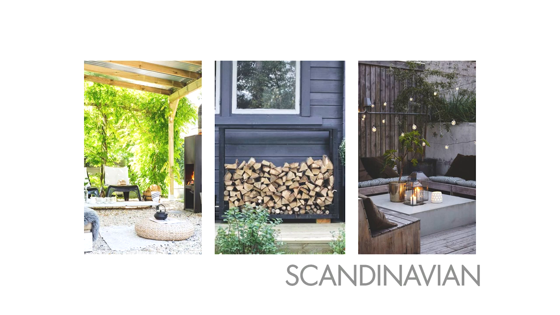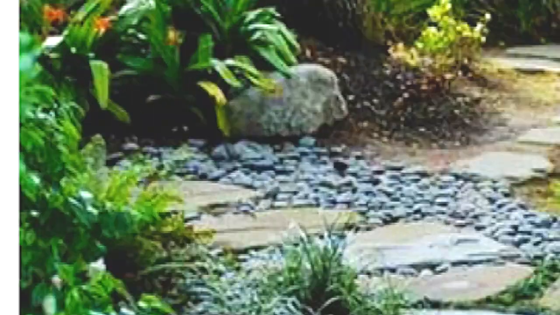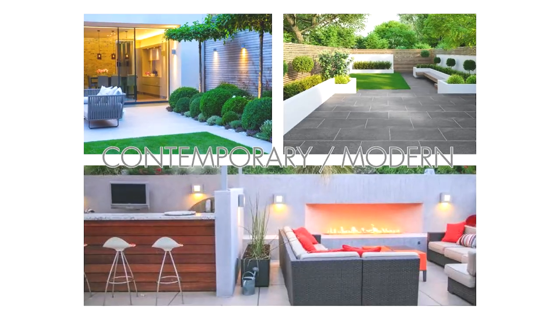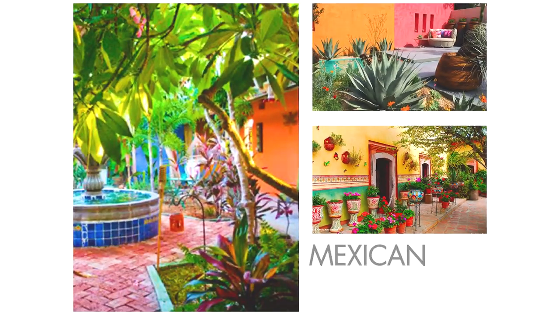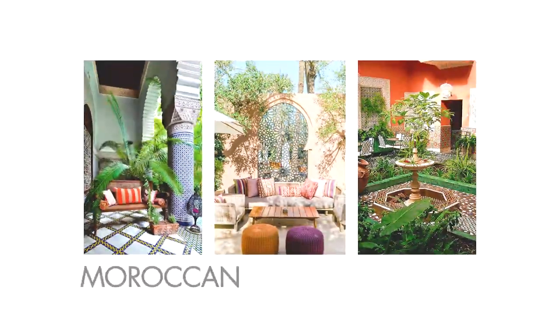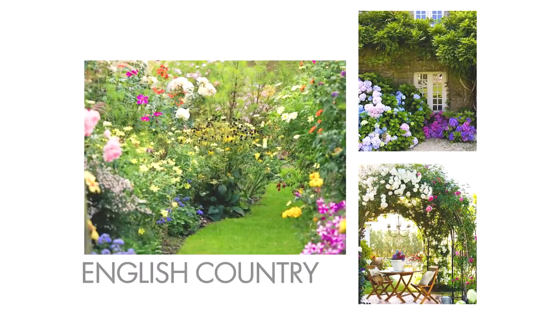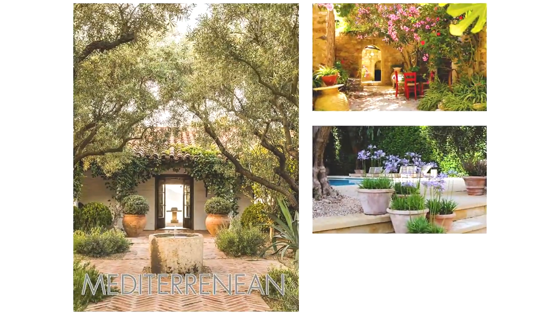So we have Scandinavian, Japanese or Zen, French, contemporary and modern, Mexican, Moroccan, tropical, English country, desert, and Mediterranean. I hope that you identify with at least one of these garden styles.